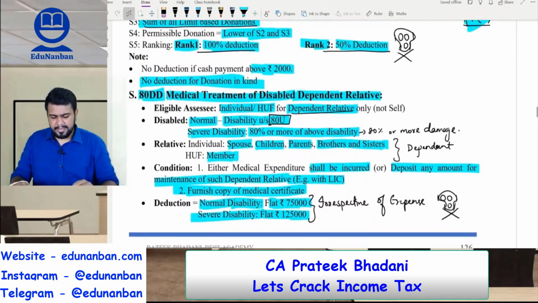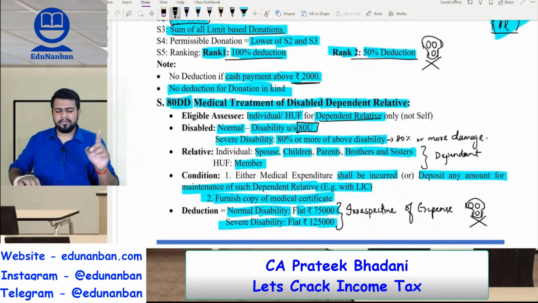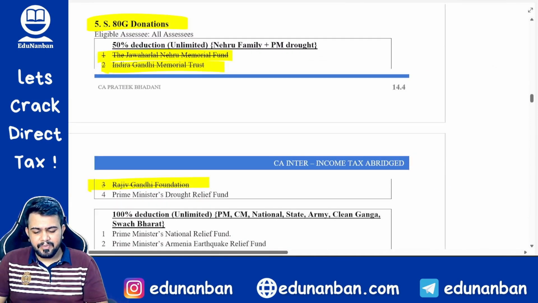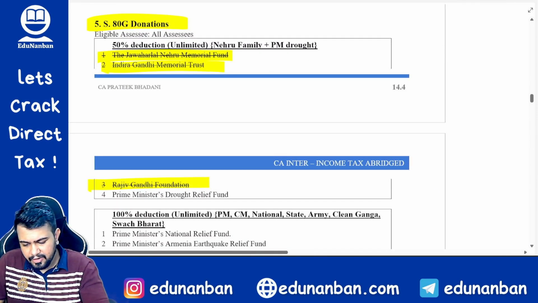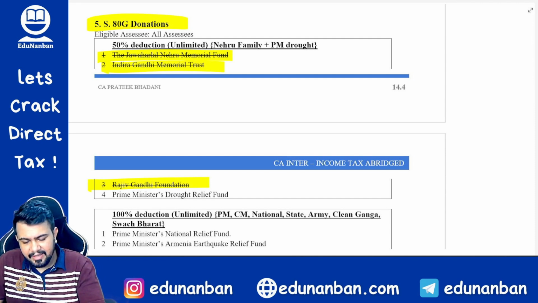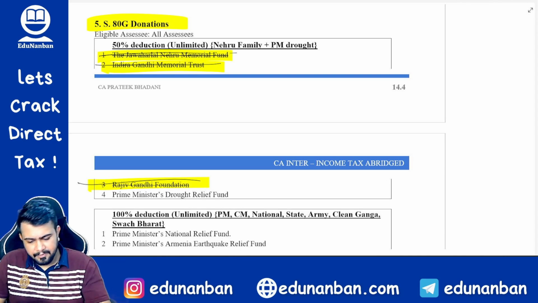Okay. Next, no deduction is allowed if cash payment is above 2000 rupees. Cash payment is above 2000 rupees, then deduction will not be allowed. And if donation is made in kind, then also the donation will not be allowed as deduction. Very small change, easy change: in this 50% unlimited deduction category, three funds have been removed in the act. Which are they? Jawaharlal Nehru Memorial Fund, Indira Gandhi Memorial Fund, and Rajiv Gandhi Foundation. So if now donation is made to these funds, no deduction will be available, right?